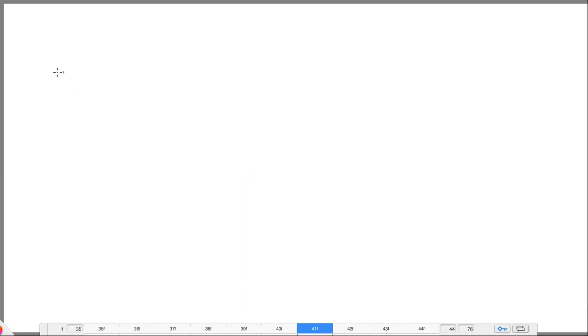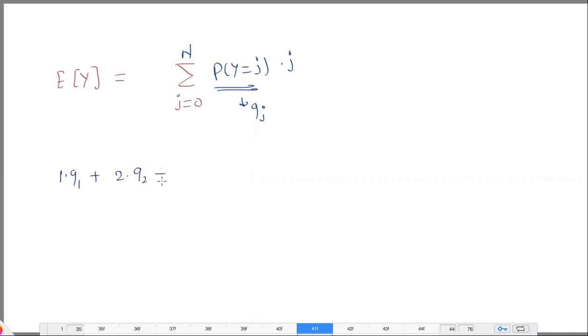Which is the expectation of y, the summation over j equal to 0. Yeah, it should be 0, Rajan. I think you're right, it should be 0 till n. Anyway, this 0 won't matter. It is the probability that y being j, into j. This probability is qj. Now, for j is 1, it's 1 into q1 plus 2 into q2 plus 3 into q3 plus 4 into q4, like that. This is what they're asking.